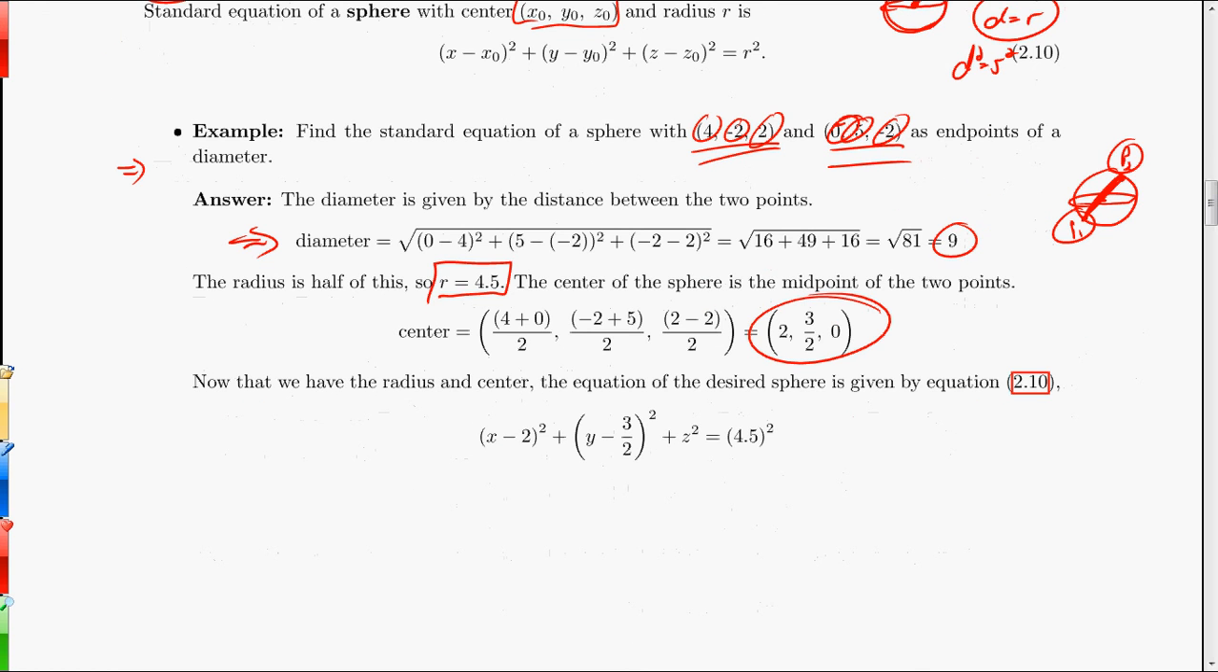So my equation for the sphere is (x - 2)² + (y - 3/2)² + (z - 0)², but z minus 0 is just z², equals r². All right. Equation for a sphere. Simple stuff. A few more examples in the exercises.